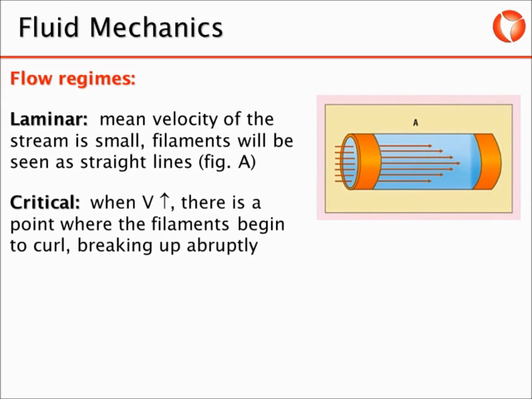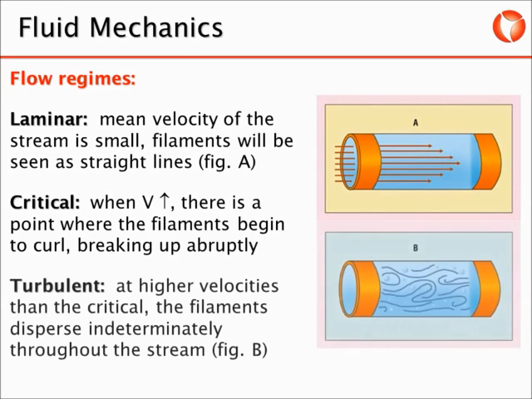As the flow rate increases, these filaments continue to move in straight lines until a certain velocity is reached, where the filaments begin to curl, breaking in an abrupt and fuzzy way. This occurs at the so-called critical velocity. At higher velocities than the critical, the filaments disperse indeterminately throughout the stream, known as turbulent flow.